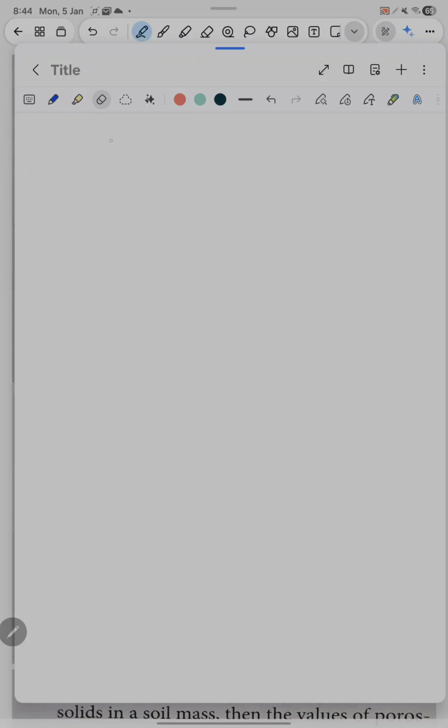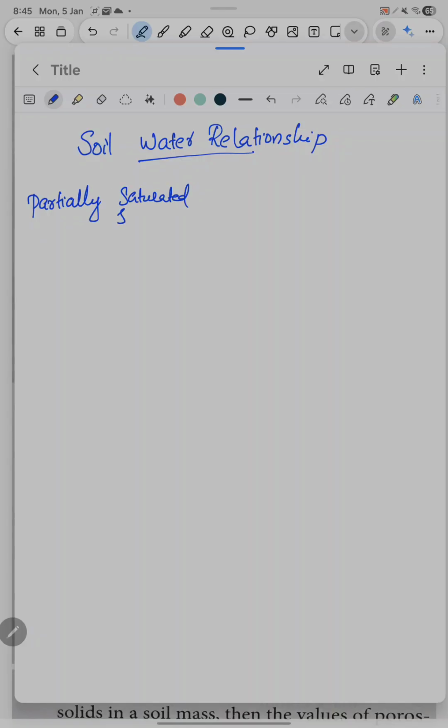First we are going to study soil water relationships. In this topic we will cover the terms like void ratio, porosity, degree of saturation, etc. So first if we consider a partially saturated soil, it contains soil solids, water and air. So if we draw, we can represent the soil solids, air and water like this.